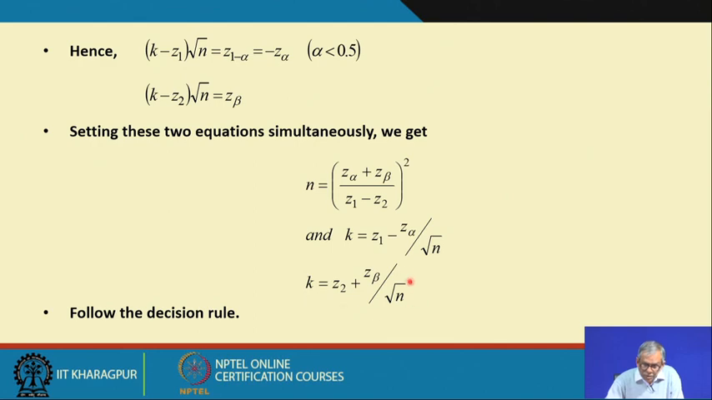Whereas if you use this alternative expression for determining the value of k, obviously you are trying to meet the beta conditions, but you are not bothering about the alpha conditions. So now you know the decision rule.